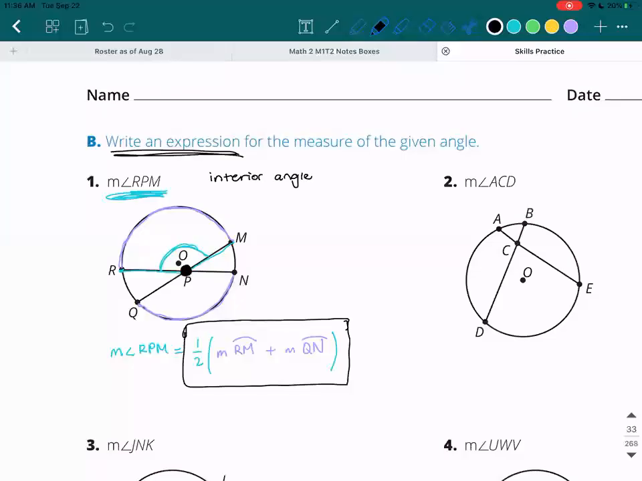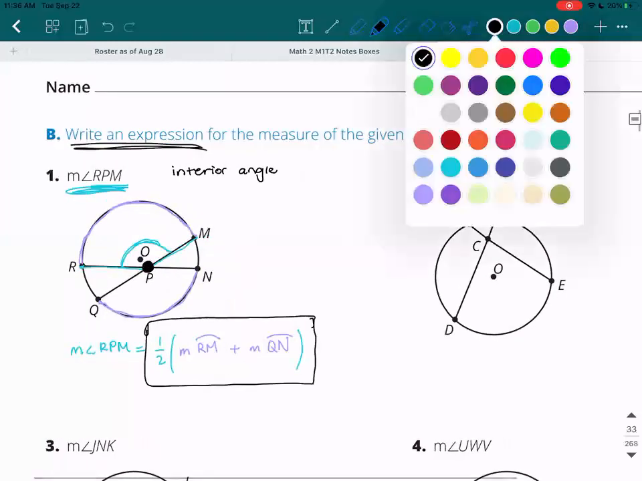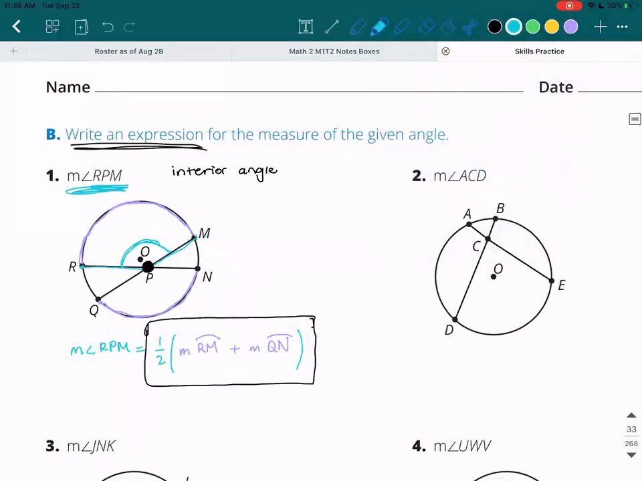Okay, so we're on to number 2, and number 2 wants us to write an expression for the measure of angle ACD. So let's see, where is ACD? It's that angle. All right. Okay, so now we have that blue angle that we're looking for, measure of angle ACD.